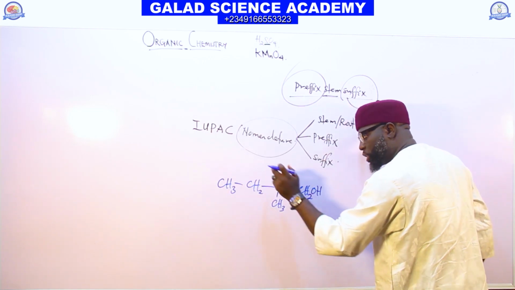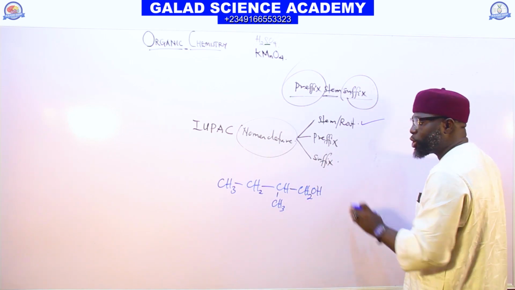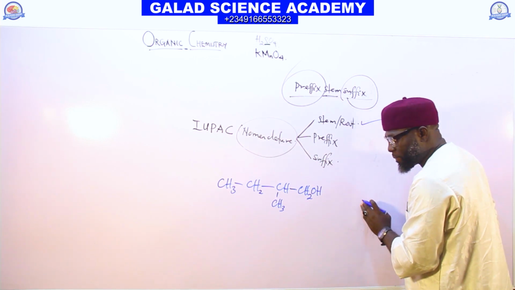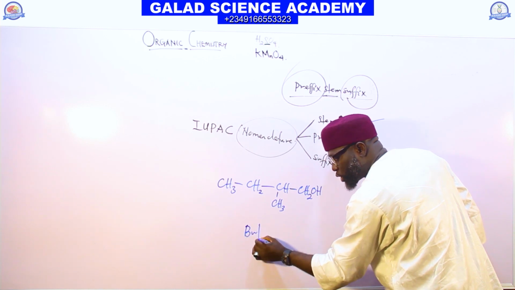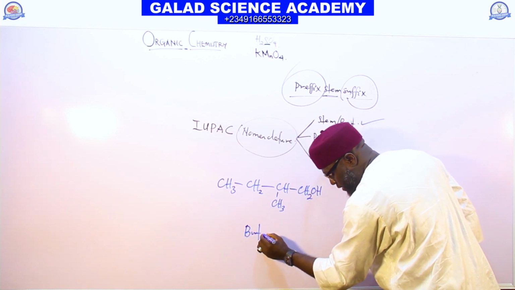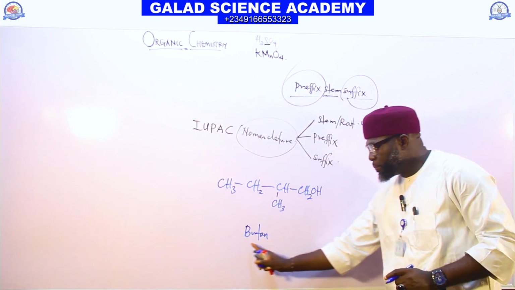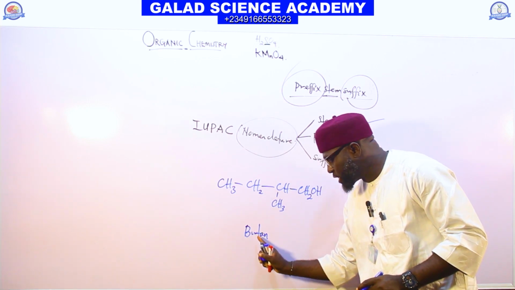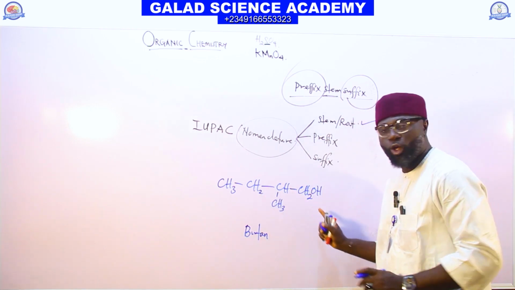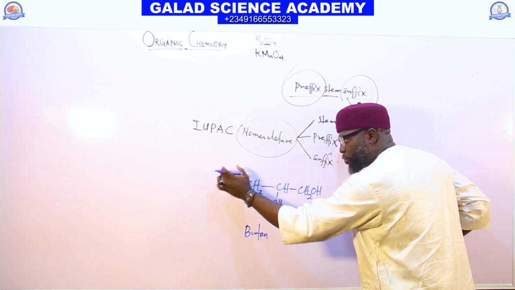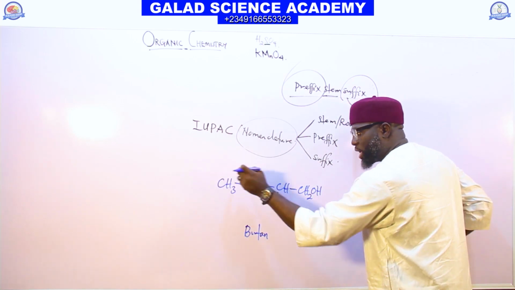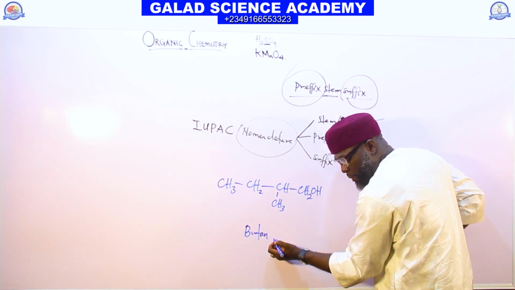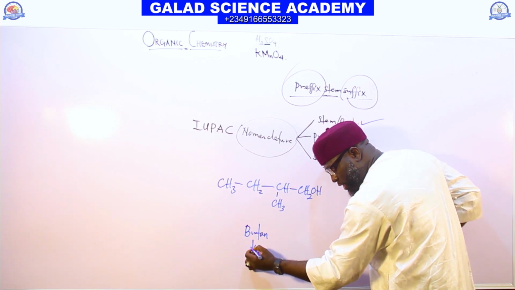We have 1, 2, 3, 4. So the stem of this compound is 4. And 4 simply means we call it butan. Butan means but, B-U-T. But stands for 4 carbon atoms. So the longest carbon chain here is 1, 2, 3, 4. Count it from here, 1, 2, 3, 4, the same. So that is 4. You get but or butan. This butan is the stem.